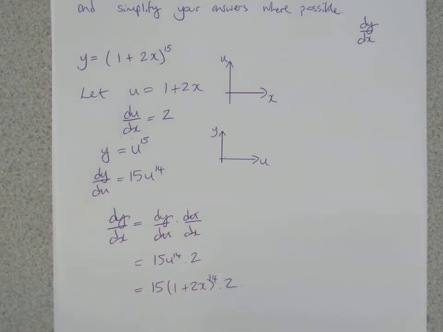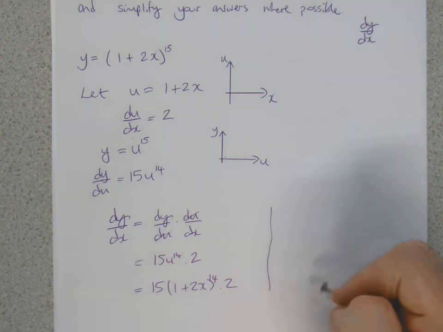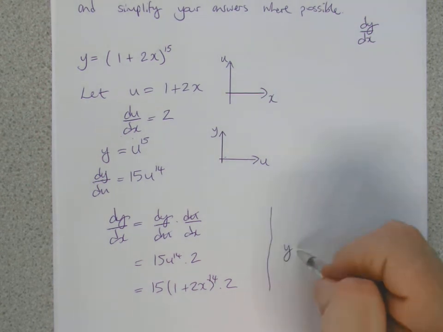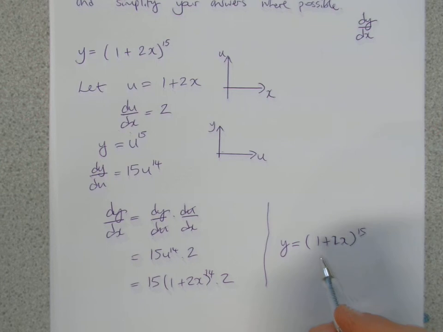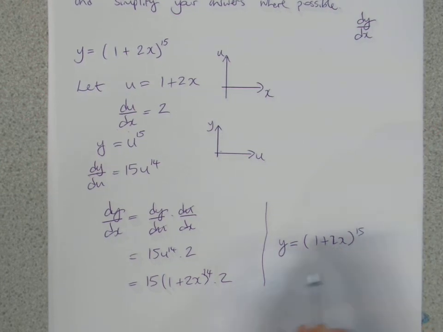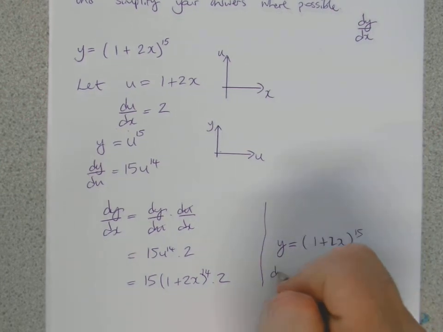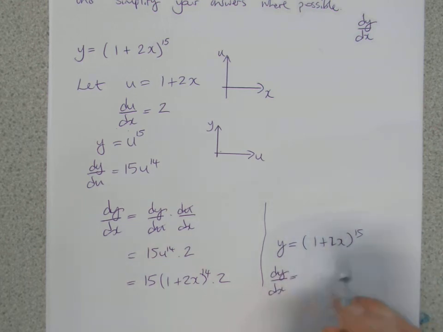Now, that's how the chain rule works. That's the long form of it, but there is a quicker way. If I show you, this can be simplified down. If I go back to the original question, the chain rule quite simply tells us that to get dy dx, all we've got to do is differentiate the outside function first, which is this bracket to the power 15, and then multiply it by the derivative of the inside.